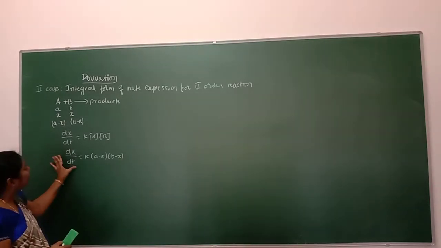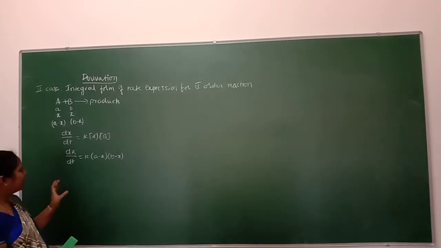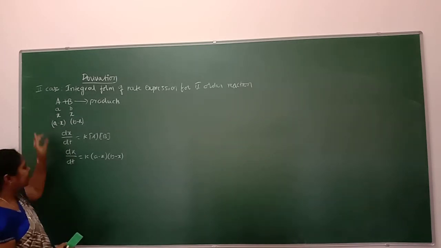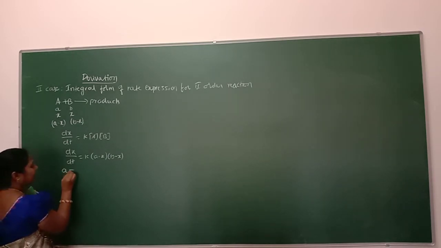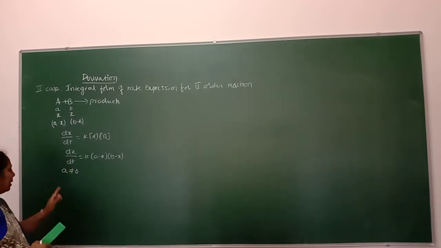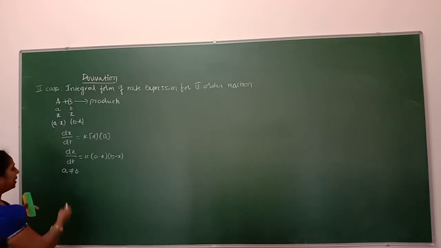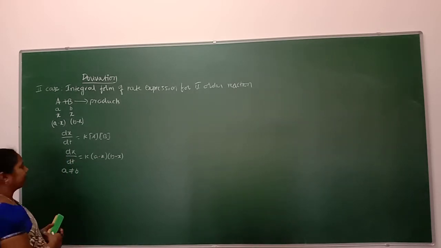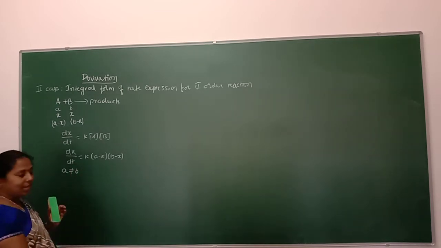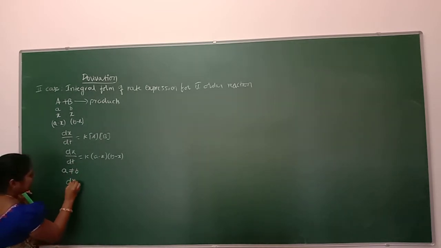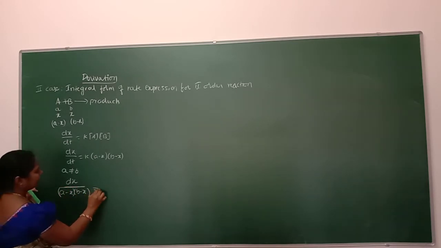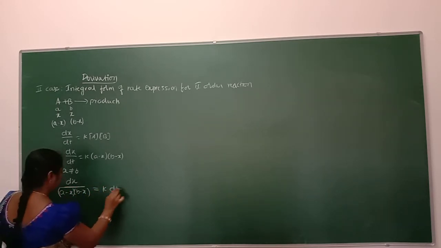To find the integral form of the rate expression for a second order reaction, we are studying the second case. In this case, we have to take small a not equal to small b. That means small a is the initial concentration of reactant A and small b is the initial concentration of reactant B. If these two are different from one another, then on rearrangement of this equation we get dx divided by (a minus x) into (b minus x) is equal to k into dt.